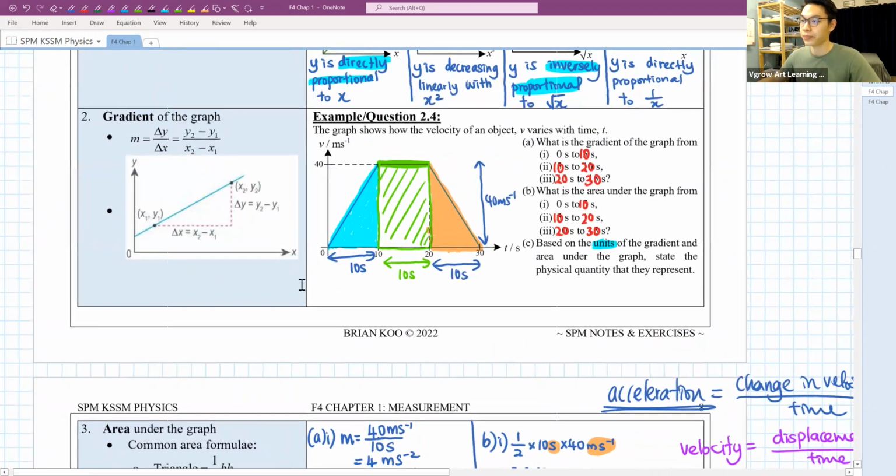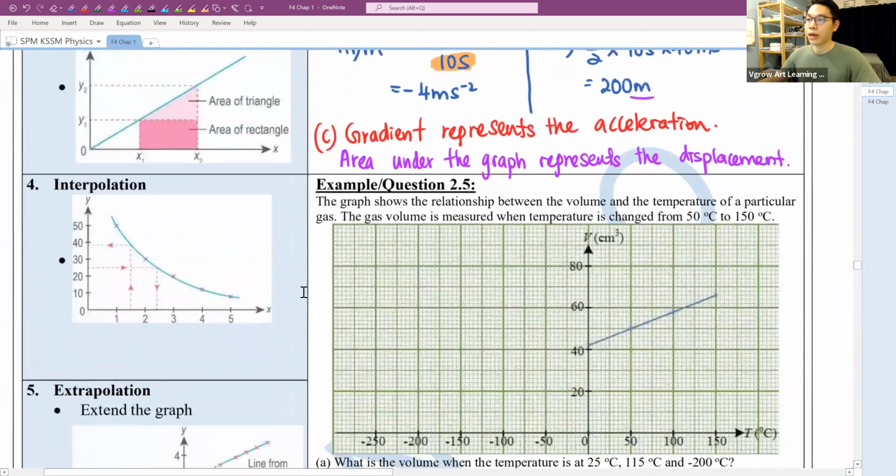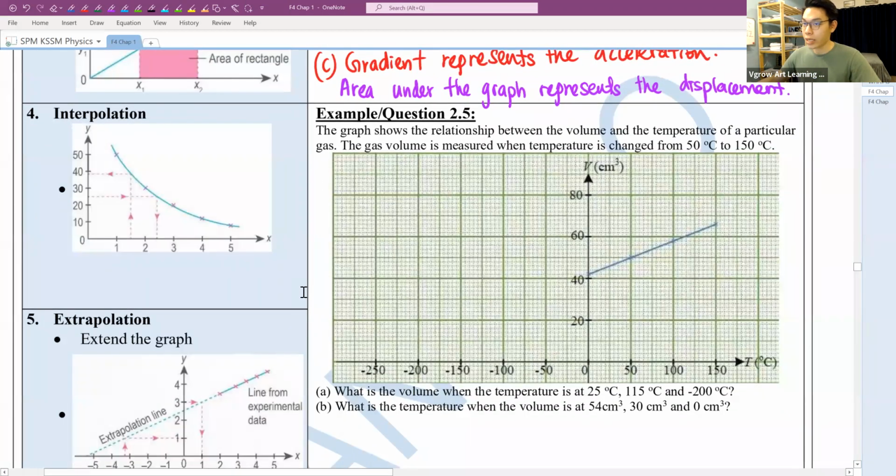Okay, we continue. Other than relationship, gradient, area under the graph, there is also something called interpolation and extrapolation. Interpolation is something that you have done before.